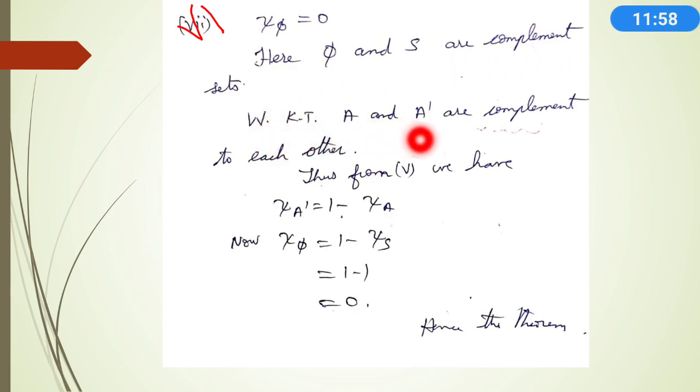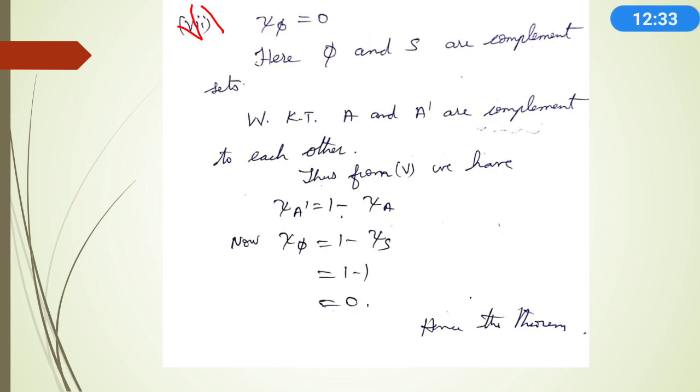Already we have proved if A and A dash are complement, then by the previous result we know psi A dash is equal to 1 minus psi A. So in the A dash and A you substitute the complement elements phi and S. So psi of phi is equal to 1 minus psi S, and psi S is nothing but universal set and the value is 1, we have proved just before. So 1 minus 1 will be 0, that proves my result, which is the end of the theorem. I hope you understand. If you have any doubt, you just post me in the classroom.